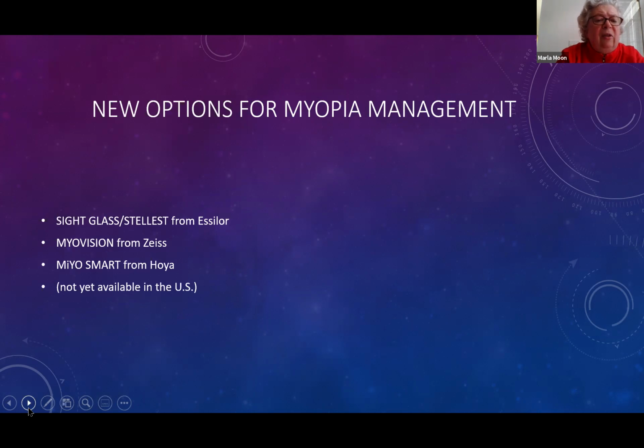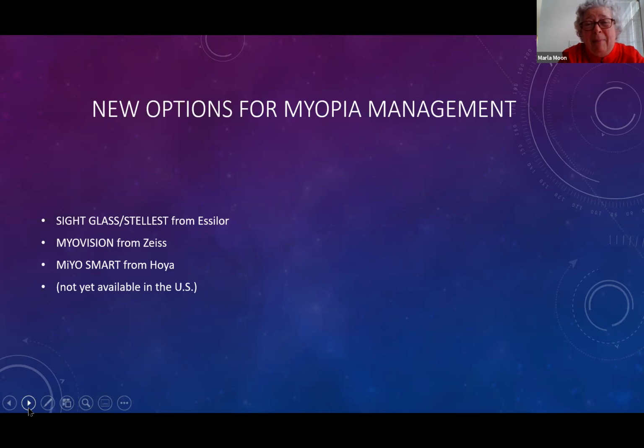The Sight Glass Stellest from Essilor. Essilor is the number one eyeglass lens manufacturing company in the world. It's a French company. Zeiss has MyoVision. They're from Japan. MiyoSmart from Hoya is also from Japan as well. But I still don't know, and I've been asking questions, why these aren't available in the United States yet.